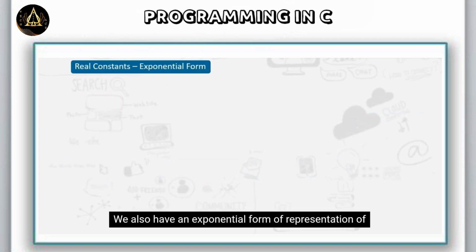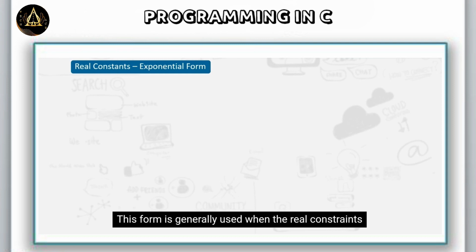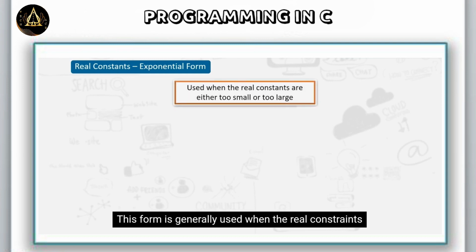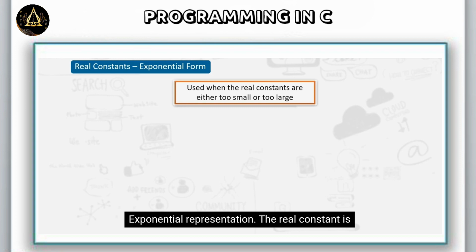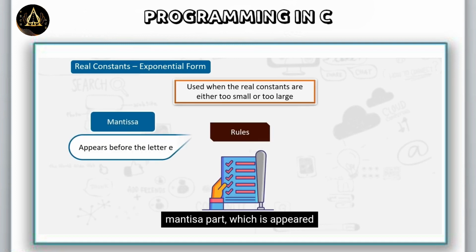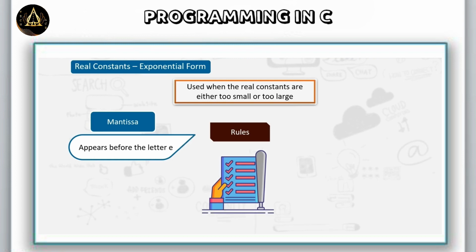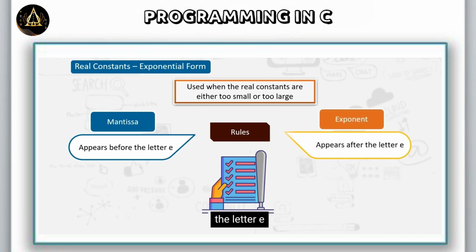You can have a decimal point, but you cannot have a comma or a blank space within the real constant. We also have an exponential form of representation of real constants. This form is generally used when the real constants are either too small or too large. In exponential representation, the real constant is represented in two parts. One is the mantissa part, which appears before the letter E. Now this letter E can either be small or capital. The other part is the exponent part, which follows the letter E.